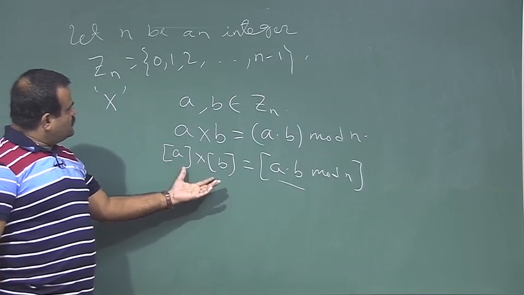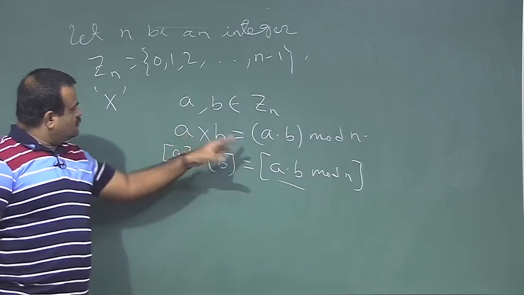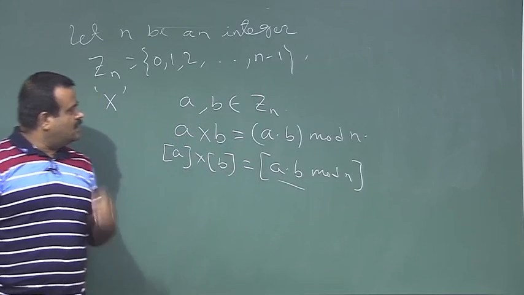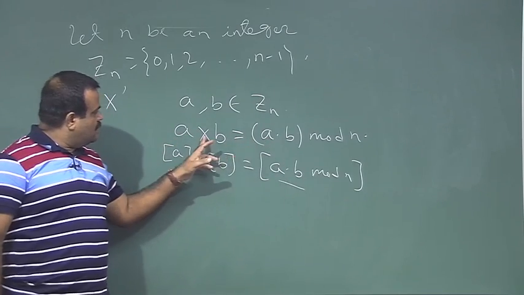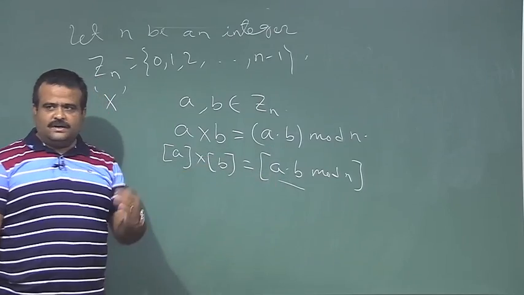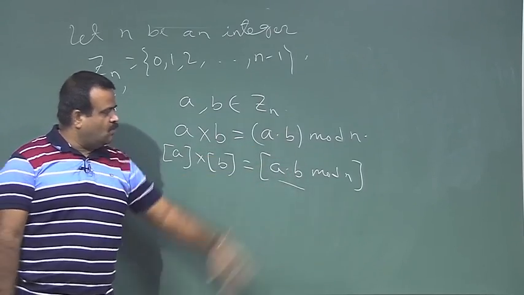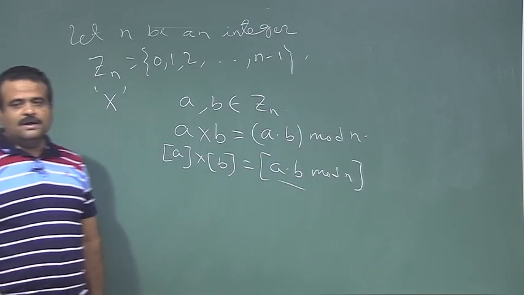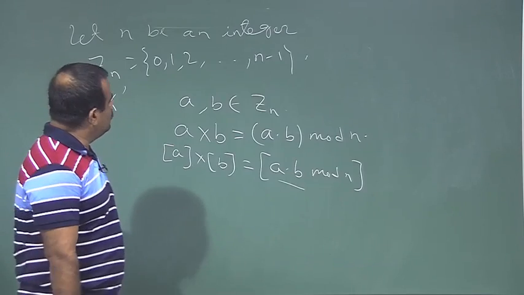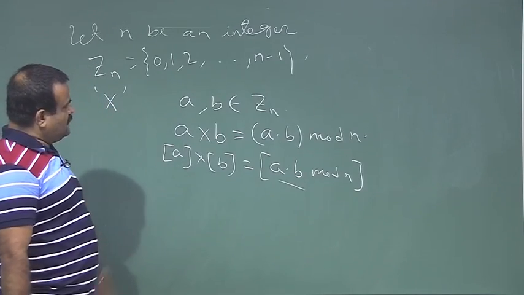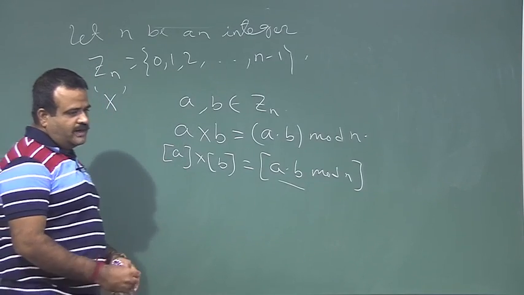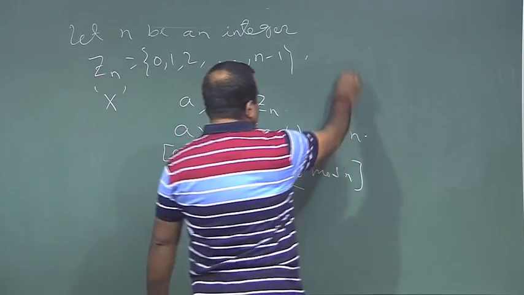For simplicity we will just remove the box. This is basically A into B, the integer multiplication or real number multiplication, mod n. This is how we define the multiplication. Okay. Now, we can take an example. Suppose n is equal to 8.